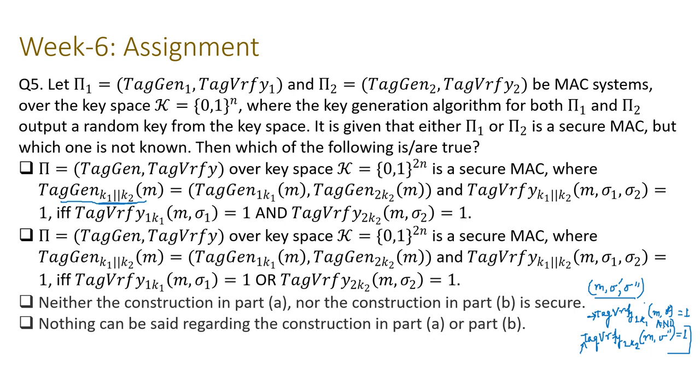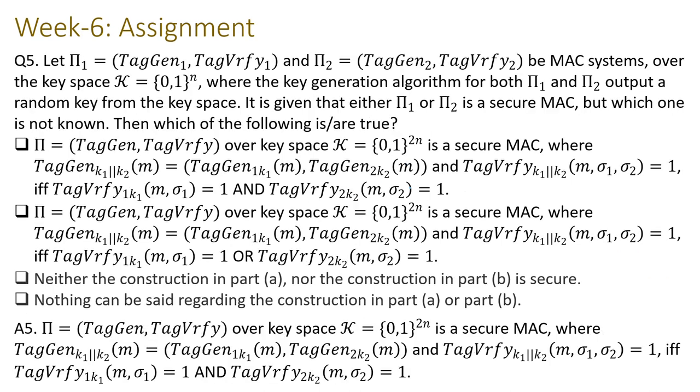However, if it would have been combined with an OR between them, then if any one of them passes, so if you are able to generate a valid message tag pair for either of the MAC schemes pi1 or pi2, then you are able to get the verification of pi to pass, even though it is not a valid message tag pair. So that is why the first option is an example of a secure MAC, but not the second one.